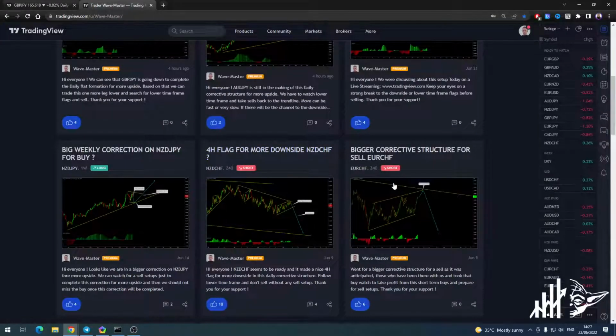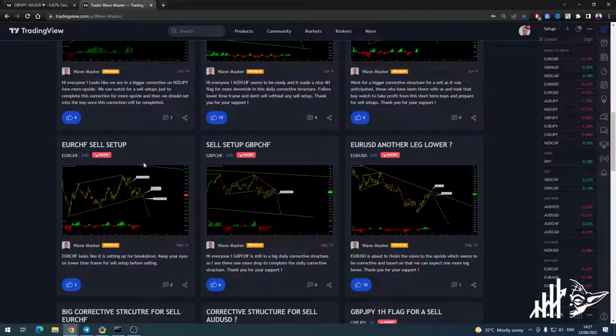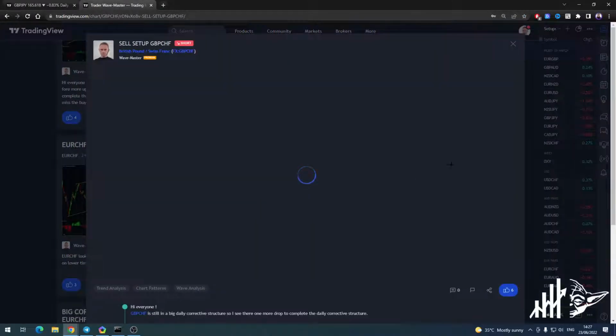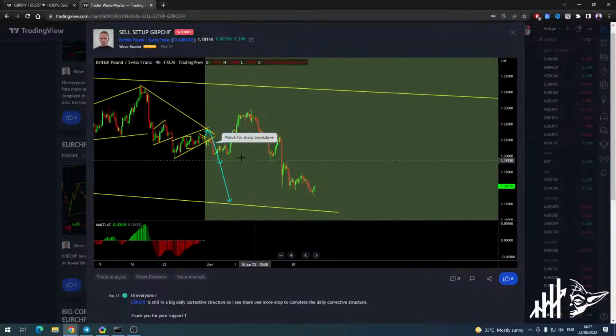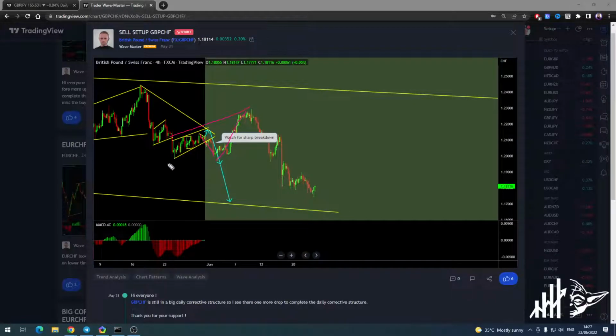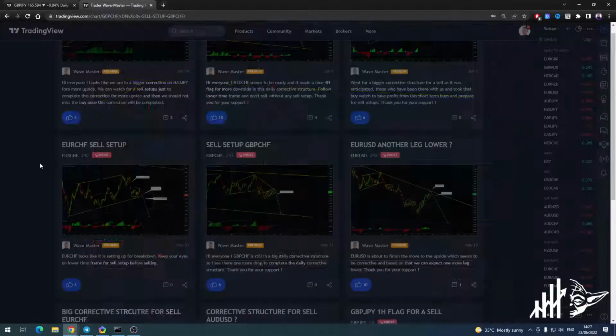Next one, what else do we have there? You see a setup that's gone, not interested. Pound chief went lower. Okay, went lower, extended, gave us the bigger structure, expanded flat, and then went lower. Okay, so very good, very good.